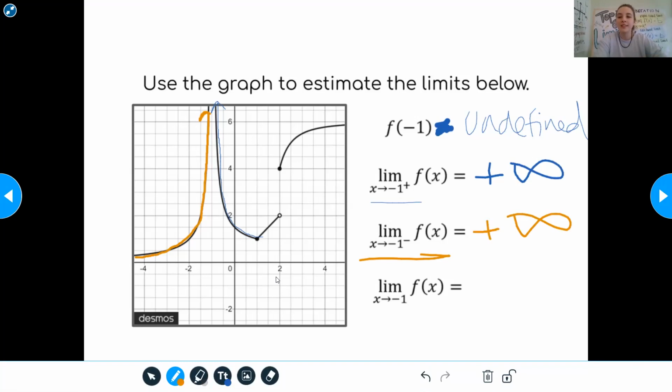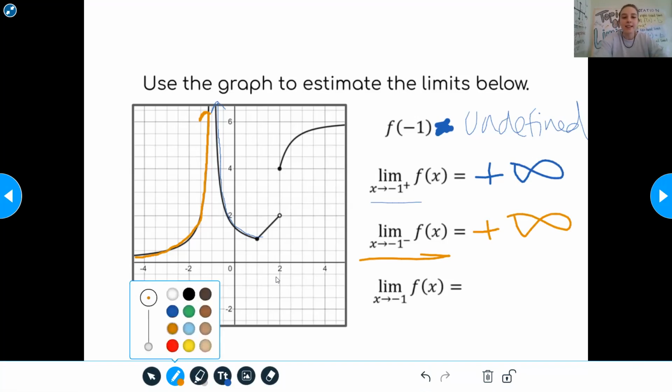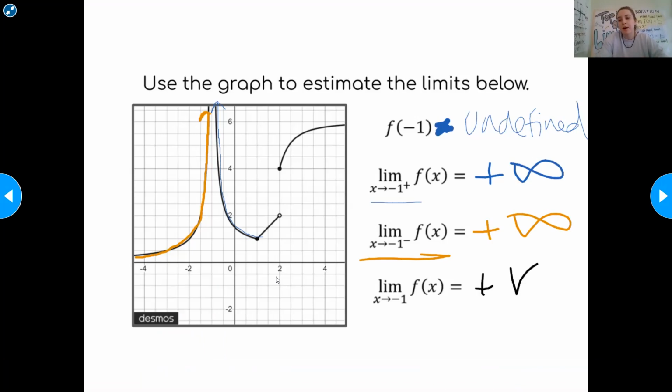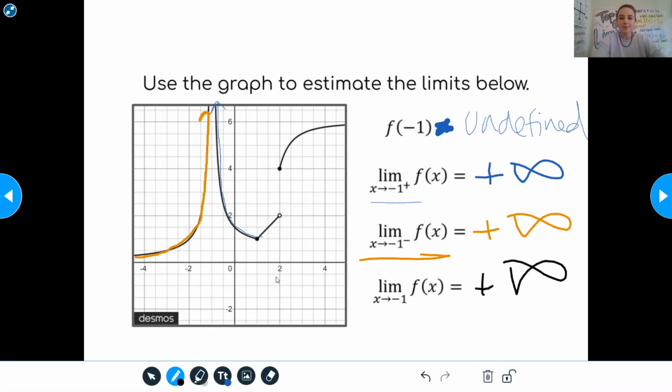Now, calling in our essential knowledge, we know that since the right-hand limit is positive infinity and the left-hand limit is positive infinity, that means our general limit must also be equal to positive infinity.